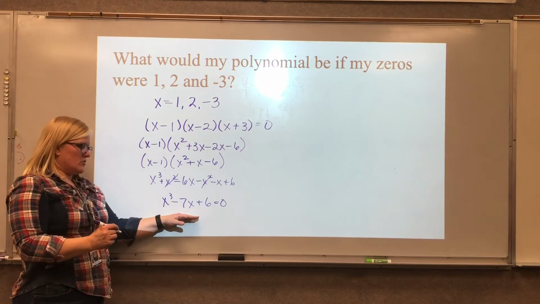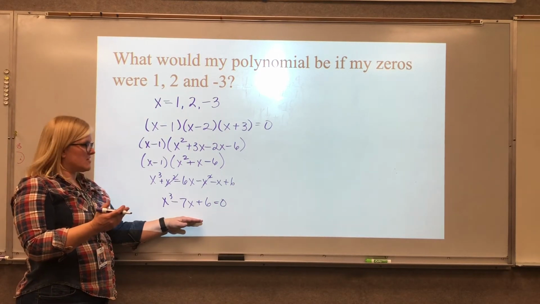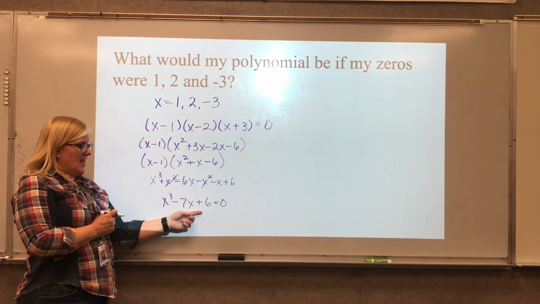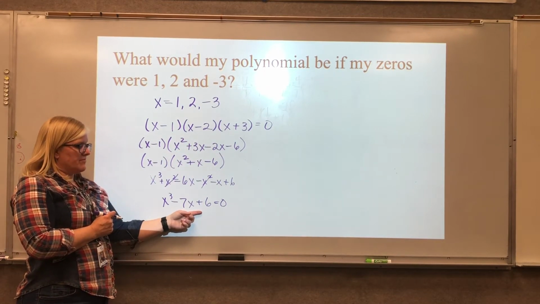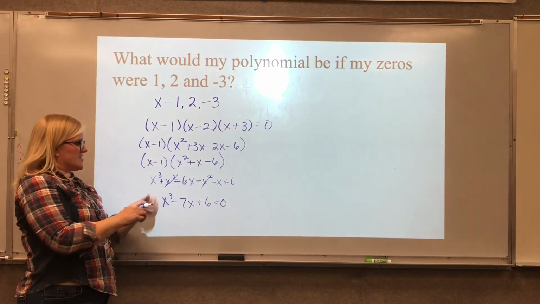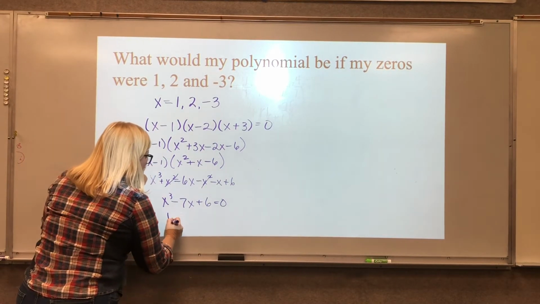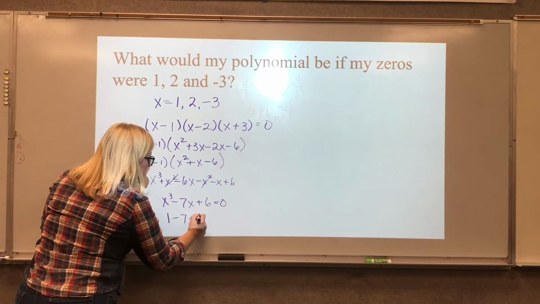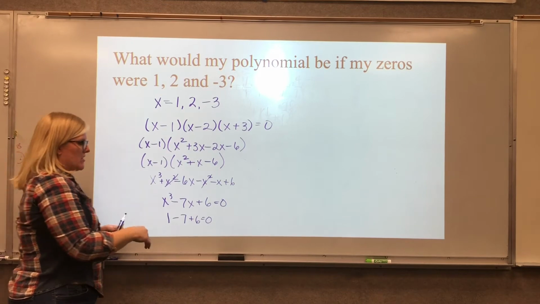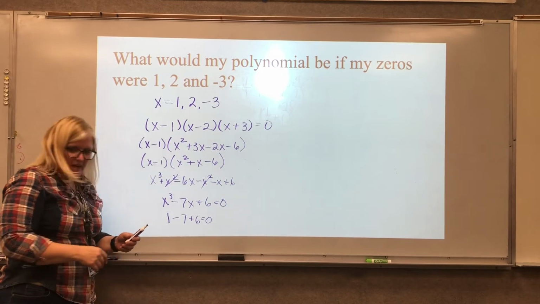So if I were to factor this, okay, it would factor down to this, all right, and my zeros are here. So if I plug in 1, say I plug in 1, then I have 1 minus 7 plus 6 equals 0, and that works. And it will work for 2 and negative 3 also. Okay.